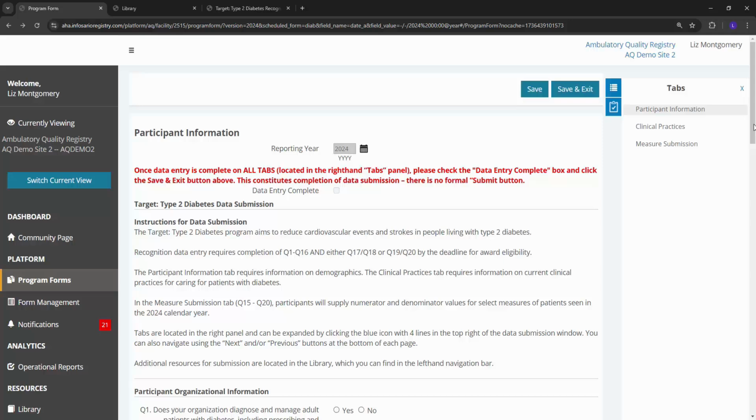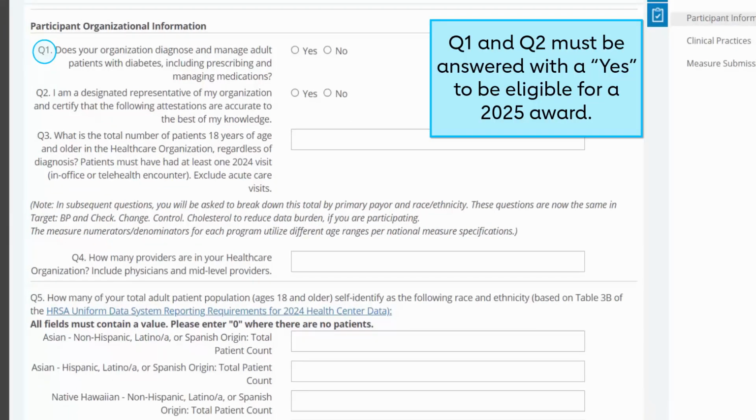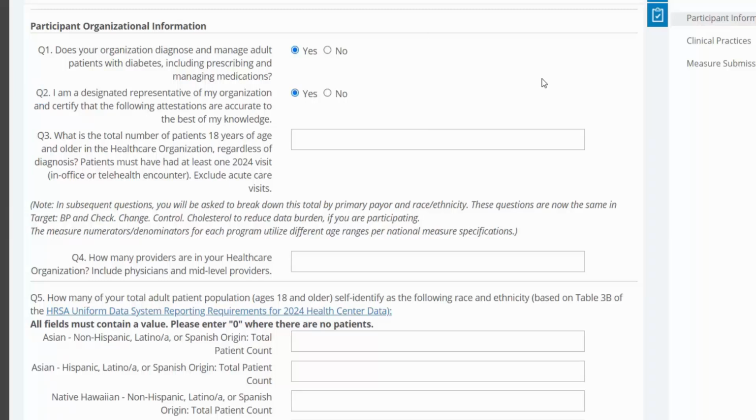I've navigated back to the Participant Information tab to get started. The first question asks if your organization diagnoses and manages patients with diabetes up to and including prescribing medications. A yes response is required to be eligible for a 2025 award. The second question requires you to certify that the attestations entered in the form are accurate to the best of your knowledge. A yes response is also required here to be eligible for a 2025 award.